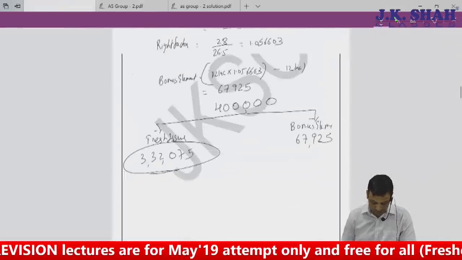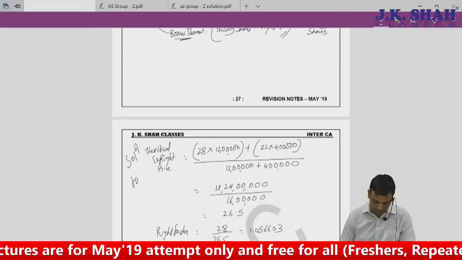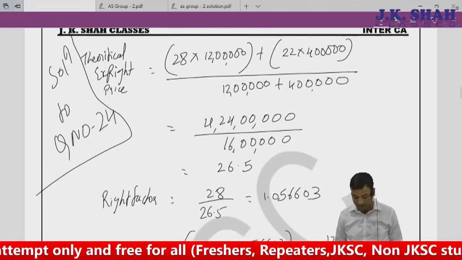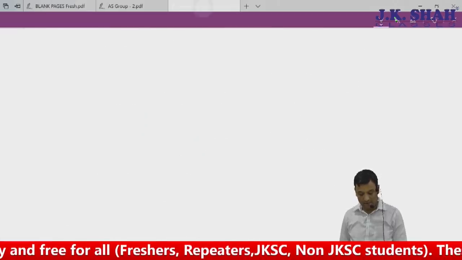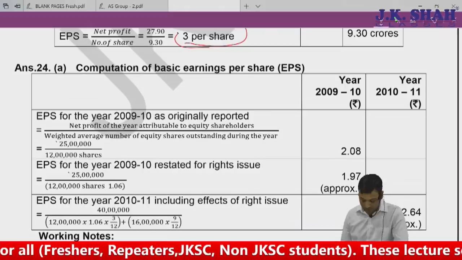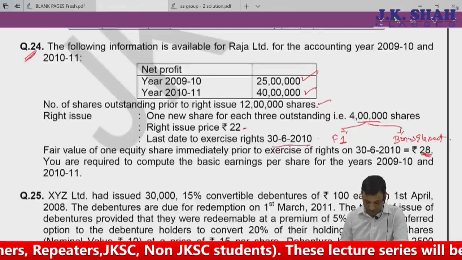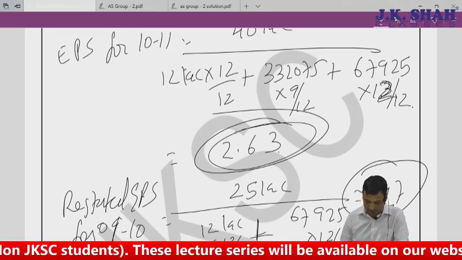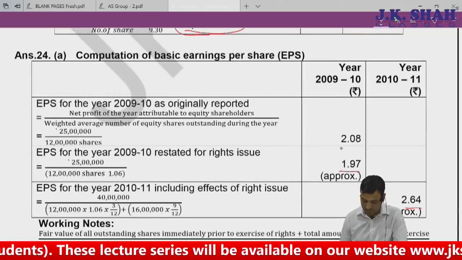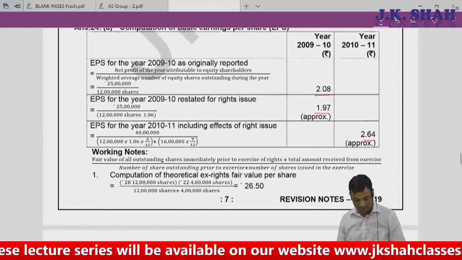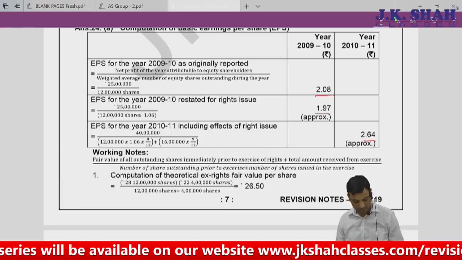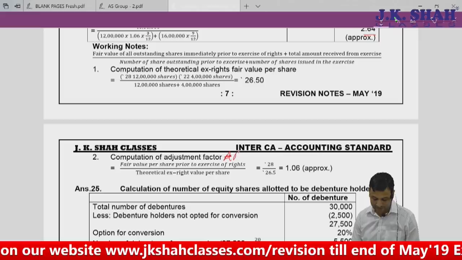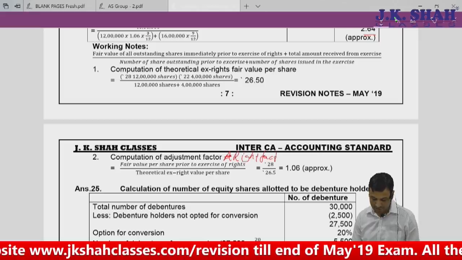We are doing the 24th question. Solution to question number 24. First I found out the theoretical exercise price, then the right factor, then the bonus element. So 2.08, 1.97, and 2.63, that is 2.64. This is the solution done. The theoretical exercise price 1.06 is nothing but the adjustment factor. This adjustment factor is also known as the right factor, and is also referred to as the bonus factor.